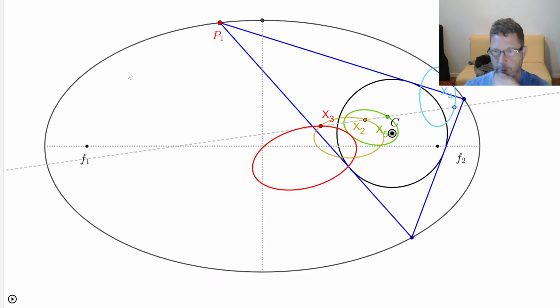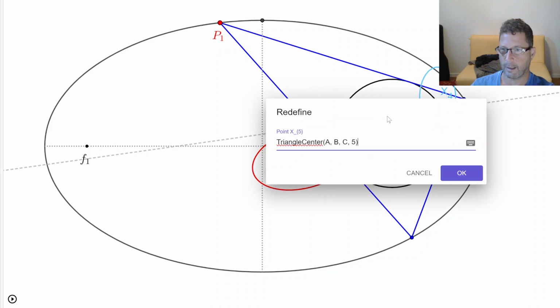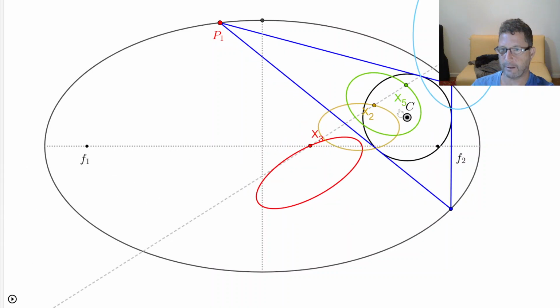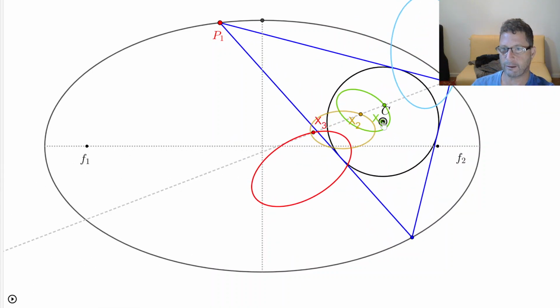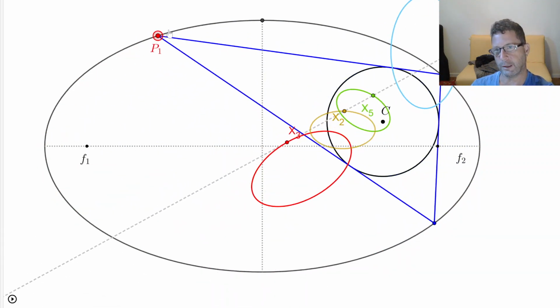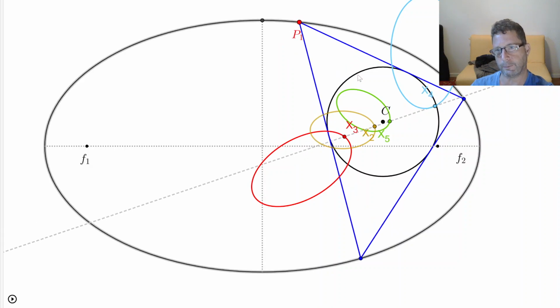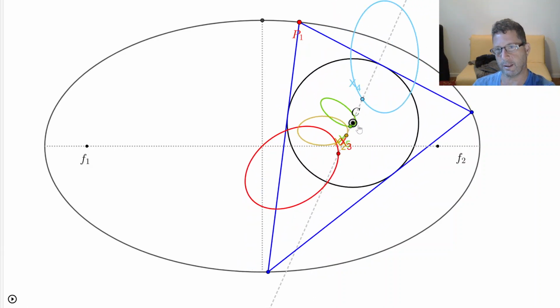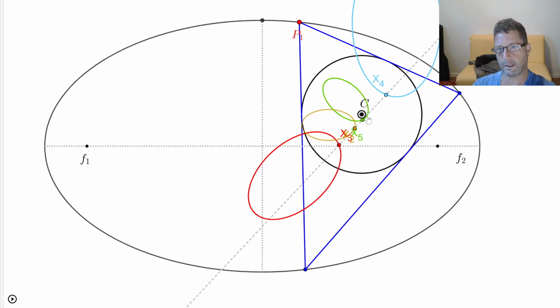So as a complement to the previous video, I'm now simultaneously showing the locus of x2, x3, x4, and x5 in light brown, red, light blue, and green as I vary the center of the circular caustic for a family of blue triangles, which are Poncelet inscribed in an outer ellipse and circumscribing a circle. So I'm just varying the center of the caustic and observing what's happening to these loci.